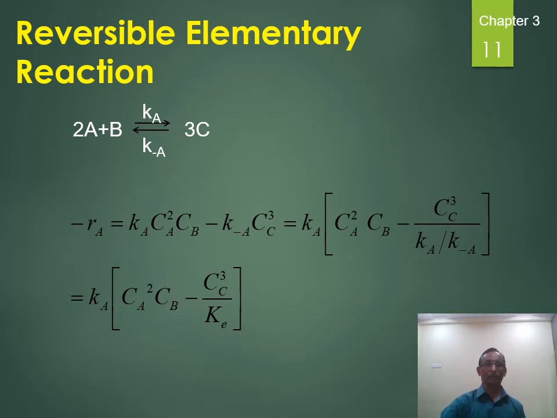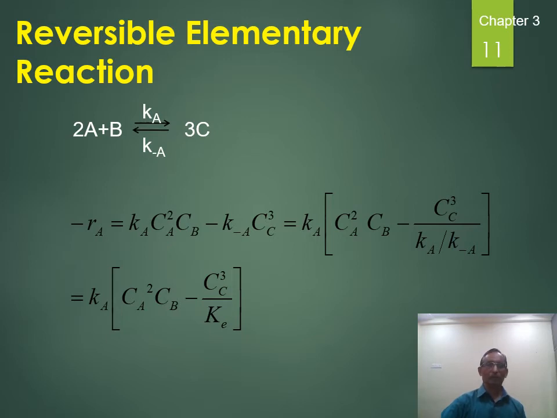For that, consider the reaction 2A + B gives 3C over rate constants of kA and k minus A. kA is the forward rate constant and k minus A is the reverse rate constant. First you write down these two reactions separately, one forward reaction and another reverse reaction. So the first reaction is 2A + B over the rate constant kA gives 3C. Then the second reaction is 3C gives 2A + B.